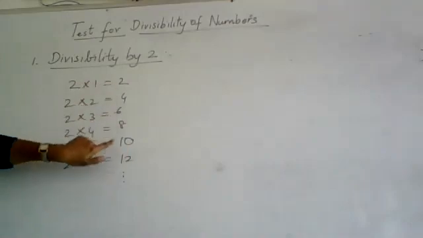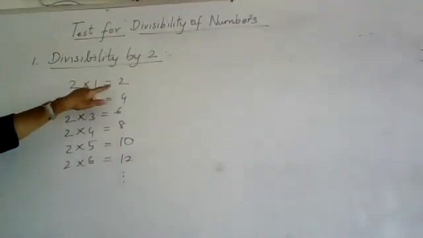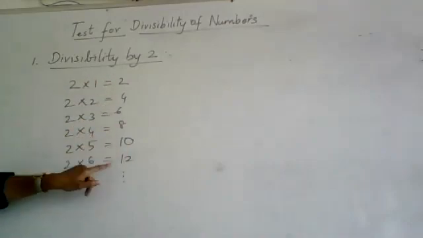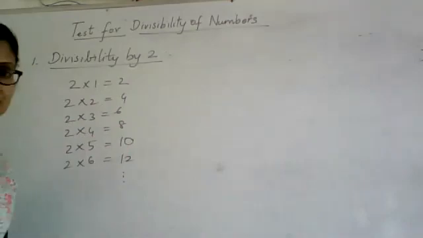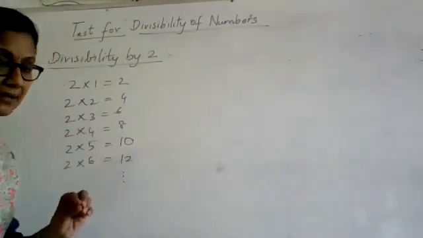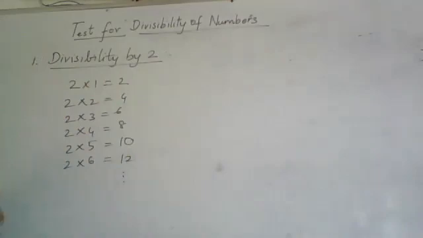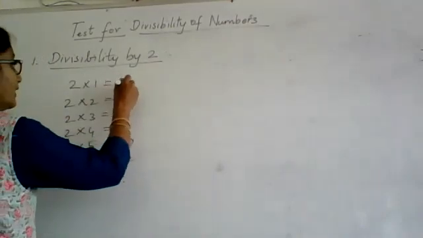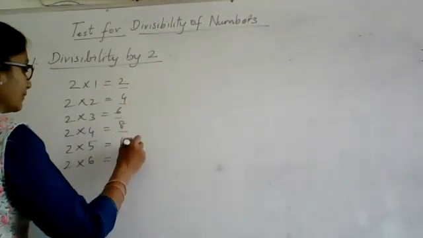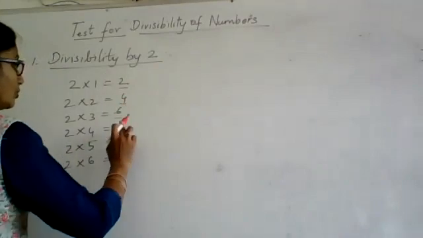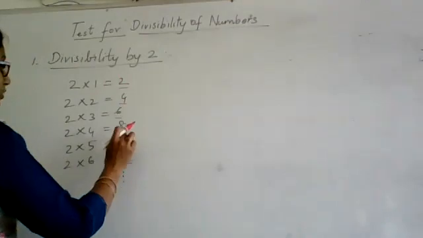So I know these are the multiples of 2. 2, 4, 6, 8, 10, 12, etc. are multiples of 2. So definitely they will be divisible by 2. So what is the pattern that you are observing here? You see, the ones place will be 2, 4, 6, 8 or 0.